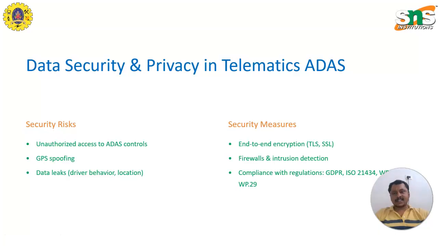The risks here are the security risks because of hackers. GPS spoofing and data leaks can be possible here. Security measures that can be taken are end-to-end encryption, firewalls and intrusion detection as remedial measures for privacy in telematics used in the ADAS.